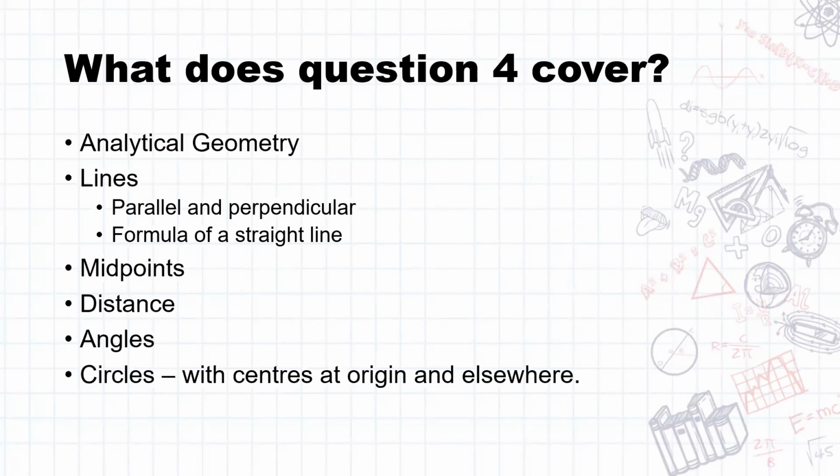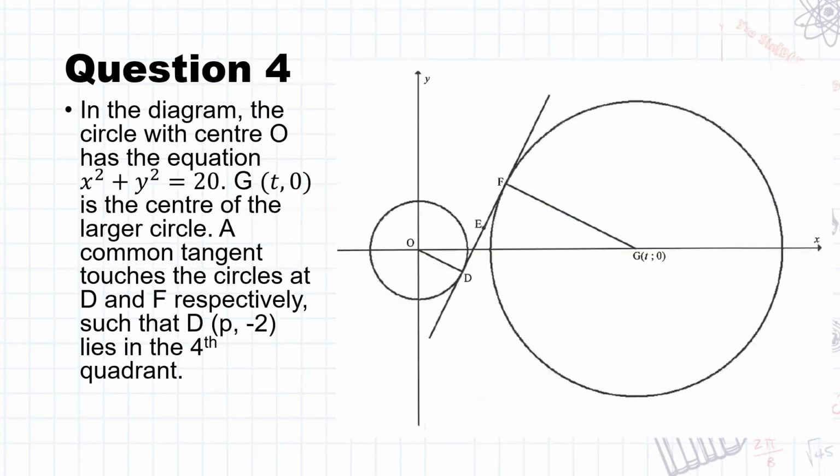Now, question 3 covered more grade 11 analytical geometry, and question 4 covers more of the grade 12 circle analytical geometry that you would have learned this year. So let's jump in. Here's the question. It says, in the diagram, the circle with center O has the equation x squared plus y squared is equal to 20. Okay, so that's important information.